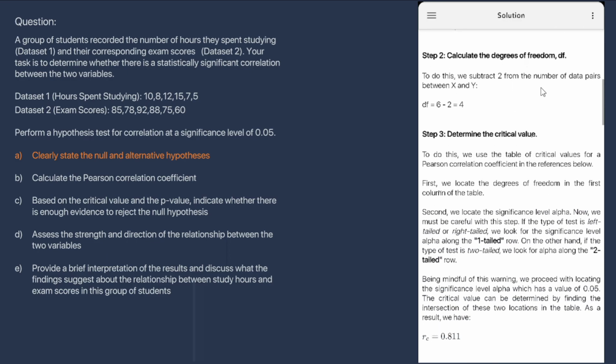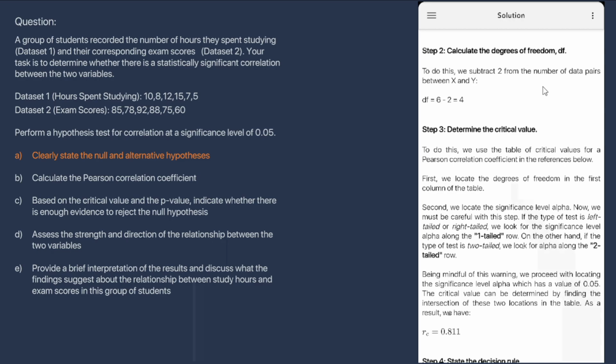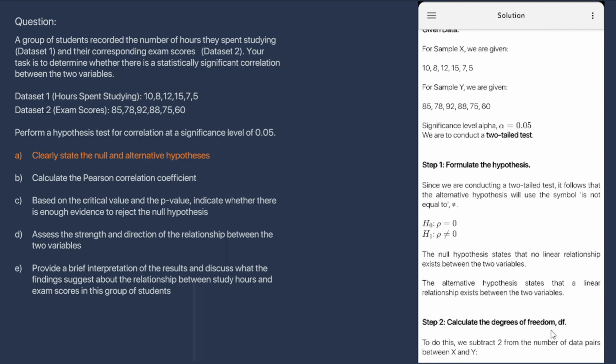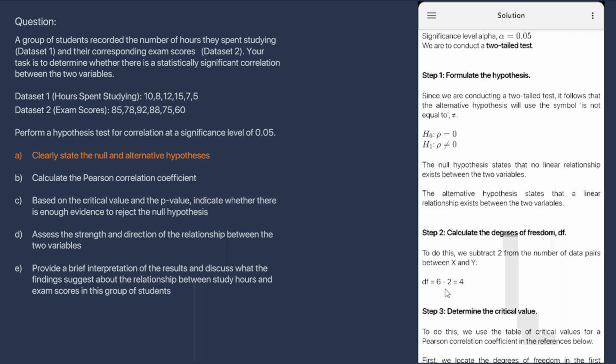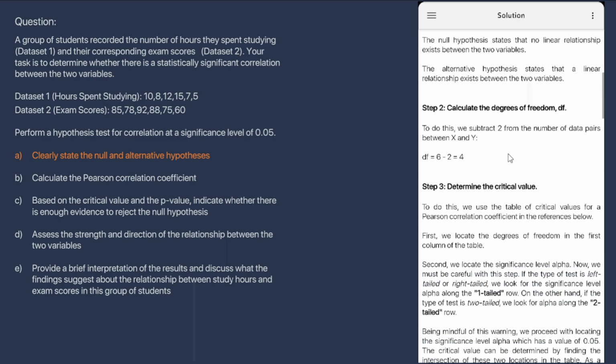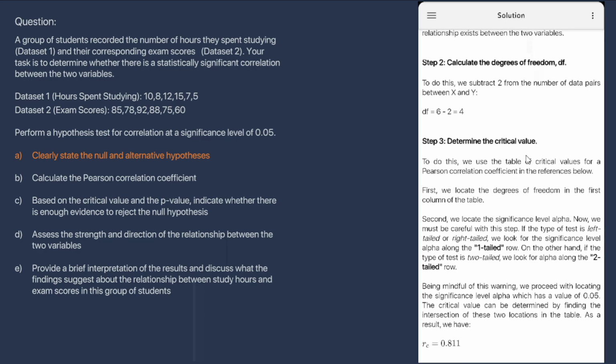Step number 2, we calculate the degrees of freedom, df. To do this, we subtract 2 from the number of data pairs between x and y. Since we have 6 pairs of data, we subtract 2 from that, giving us a degrees of freedom of 4. For step 3, we now determine the critical value.